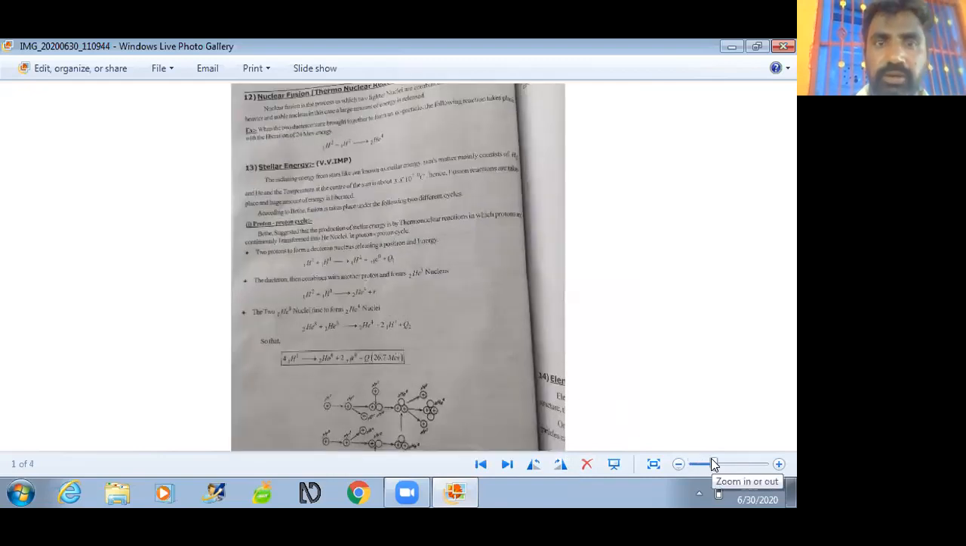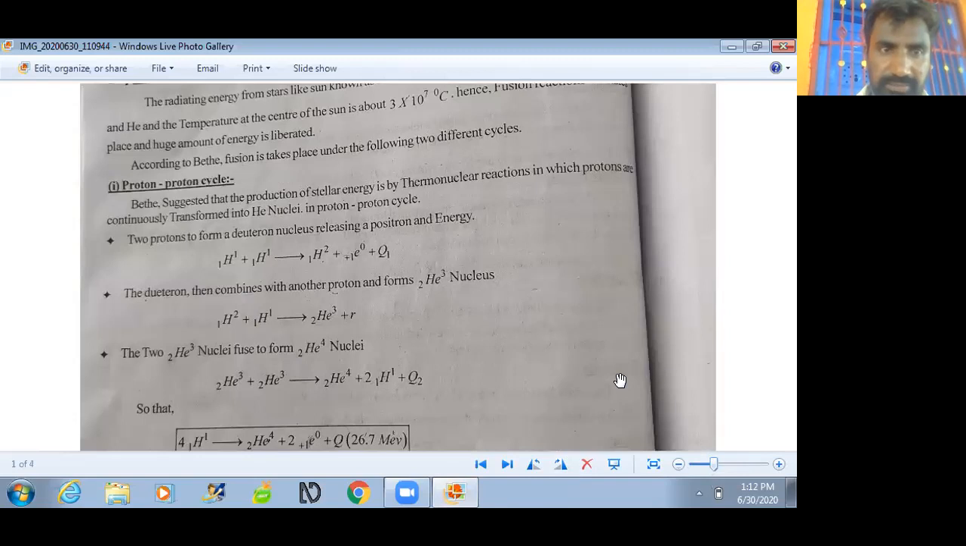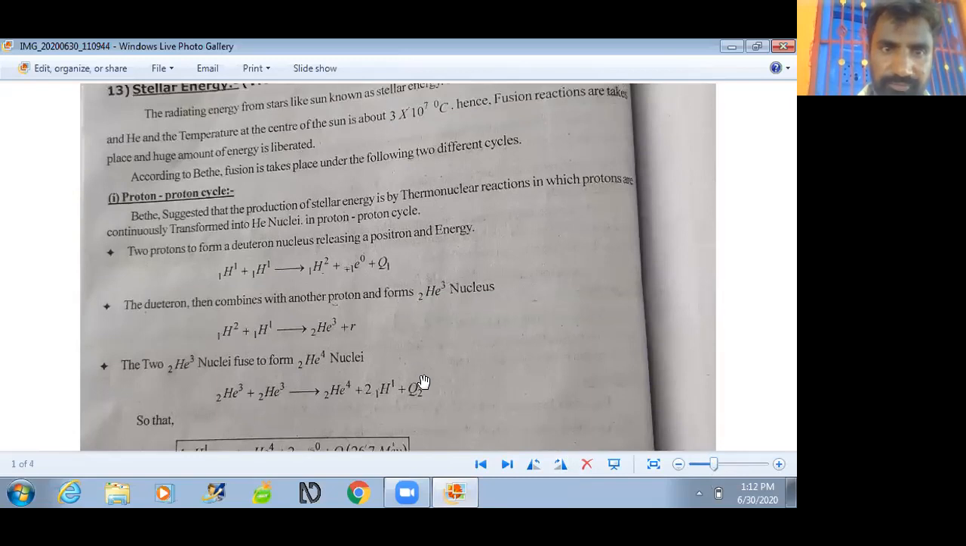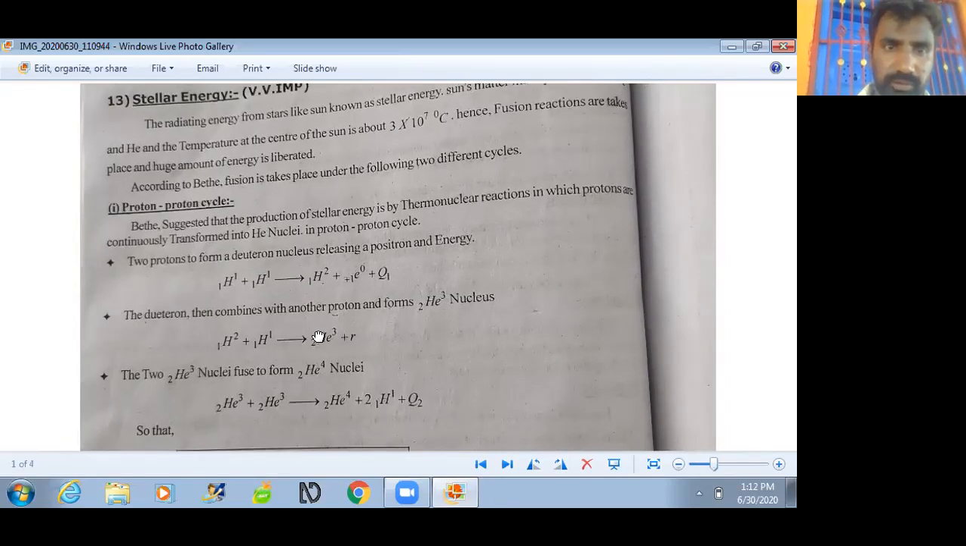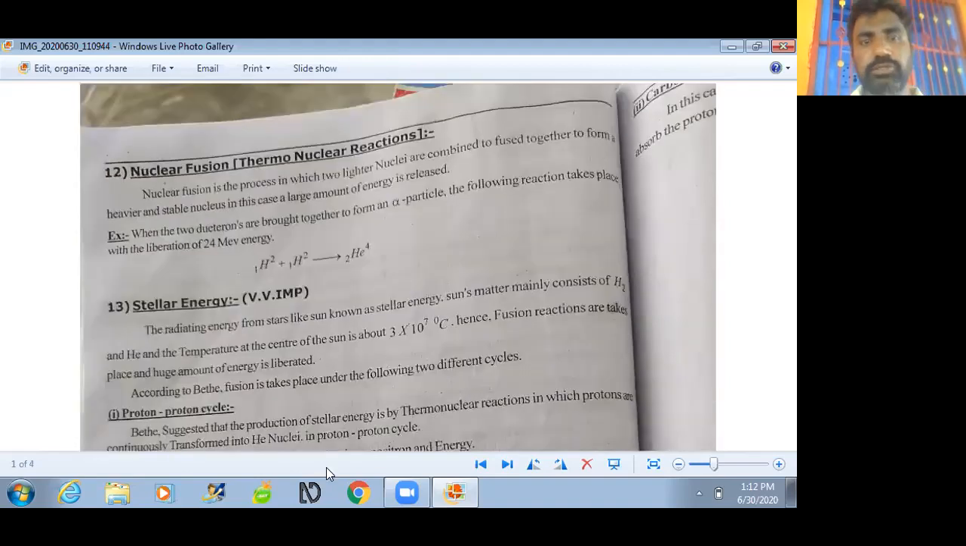Here you can see 1H1 plus 1H1. Two nuclei combine to form one alpha particle. So 1H2 plus 1H2, two nuclei combine to form one alpha particle, that is 2He4, which is a core element in stars and the sun.